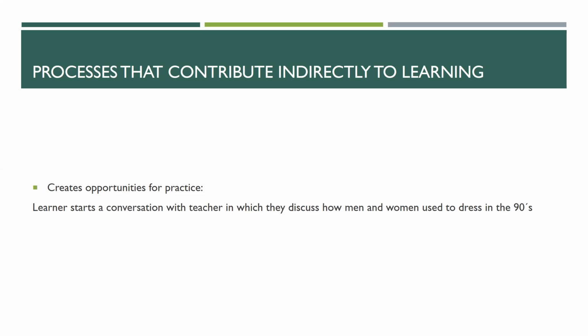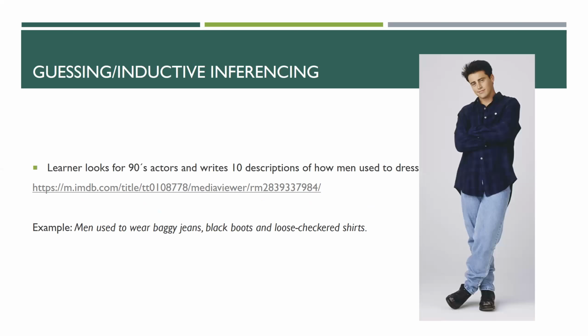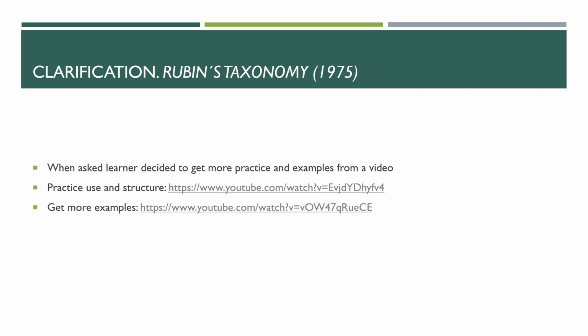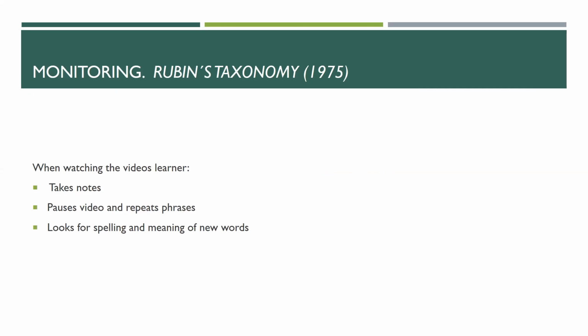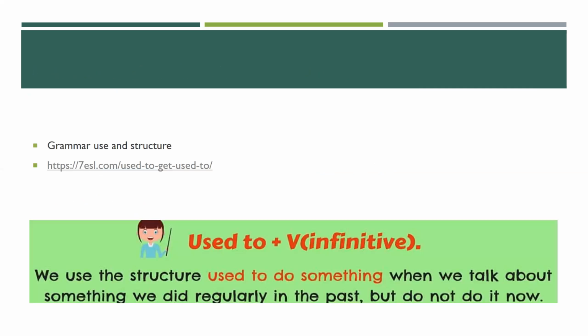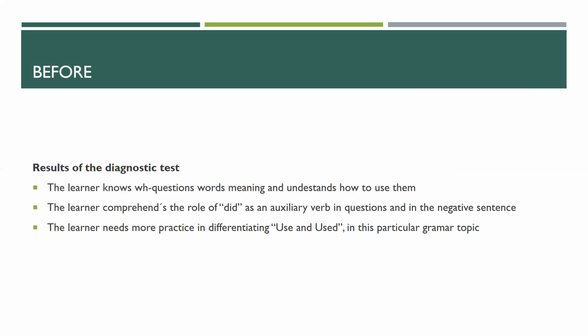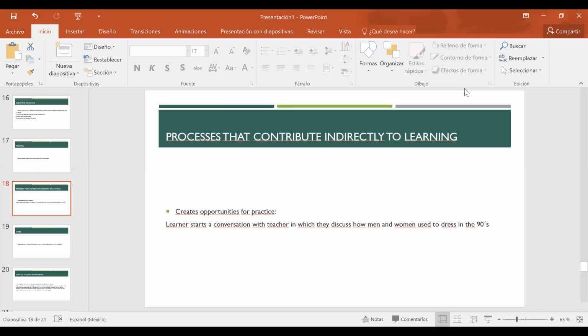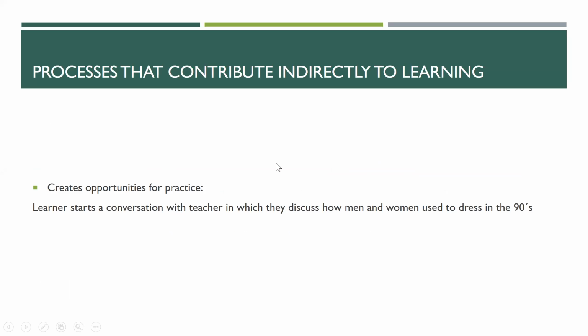Okay. So, processes that contribute indirectly to learning. In this case, and according to Rubin's taxonomy, which we are using, we are going to use this process that contributes indirectly to learning. Okay, so the process is creates opportunity for practice.